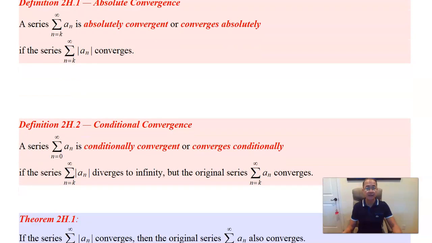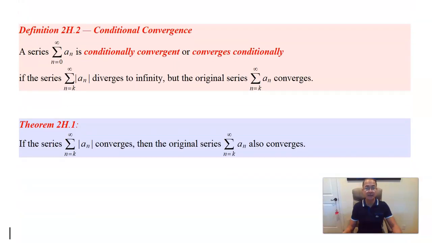However, if that series with the absolute values diverges, and in this case it has to diverge to infinity because all terms are positive, but the original series still converges. Okay, so maybe you have an alternating series, you can apply the alternating series test, and then you discover that the series that was originally given to you converges. Then the series is called conditionally convergent only.